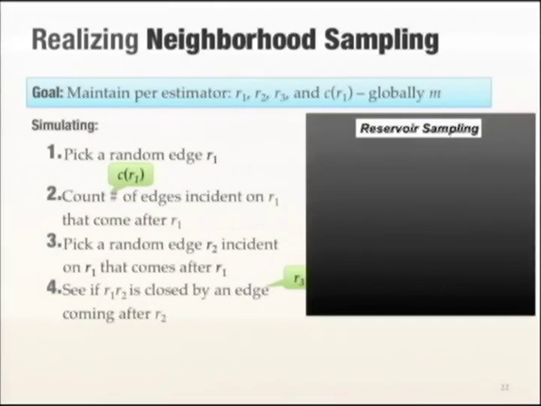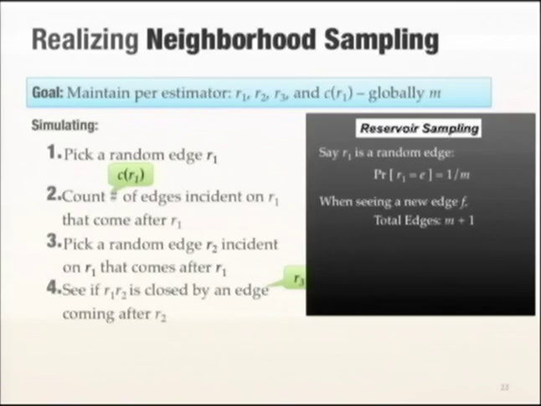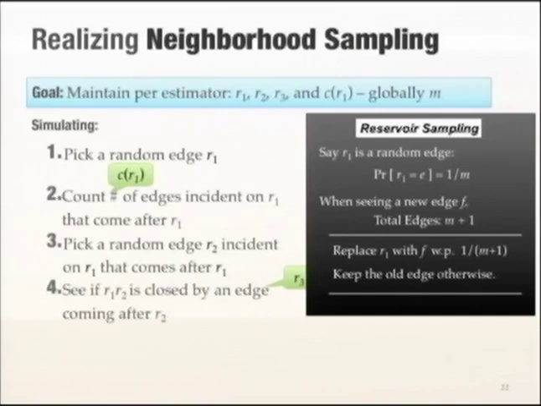And the idea, if you have not seen it before, is let's say R1 is a current random edge. So you know by definition that the probability that that thing is some edge is 1 over m. So when you see a new edge, you know that the current total number of edges is m plus 1. So you're going to use a simple rule. It's basically replace R1 with the new edge with probability 1 over m plus 1. Otherwise, you keep the old one. So this is easy. Conceptually, you can also maintain R2 the same way, treating, conditioned on R1, these as just substreams of the thing.